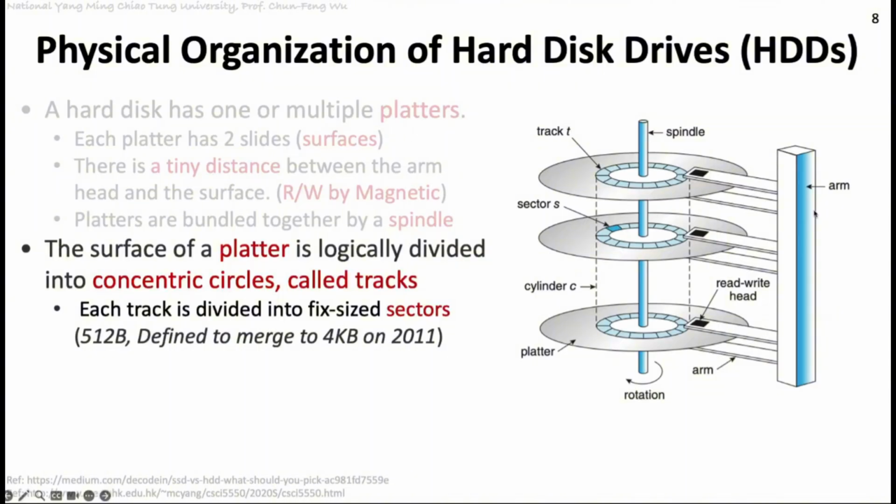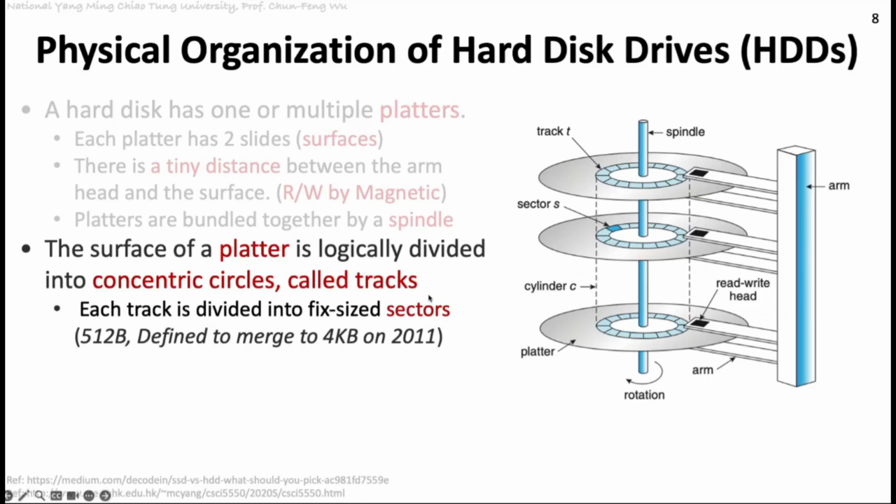The surface of a platter is logically divided into concentric circles called tracks. This is what I mentioned, there are several tracks here. Each track is divided into fixed size sectors. Each sector is usually 512 bytes, or in some other cases 4 kilobytes. Sectors are the minimum access granularity for a hard disk drive.